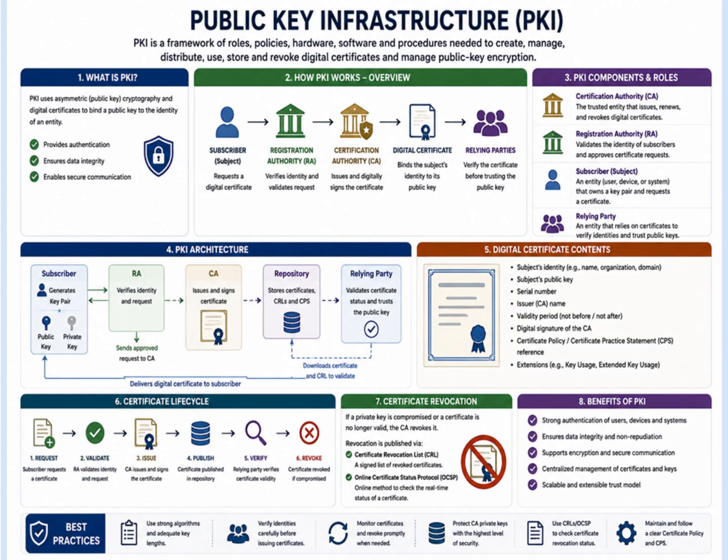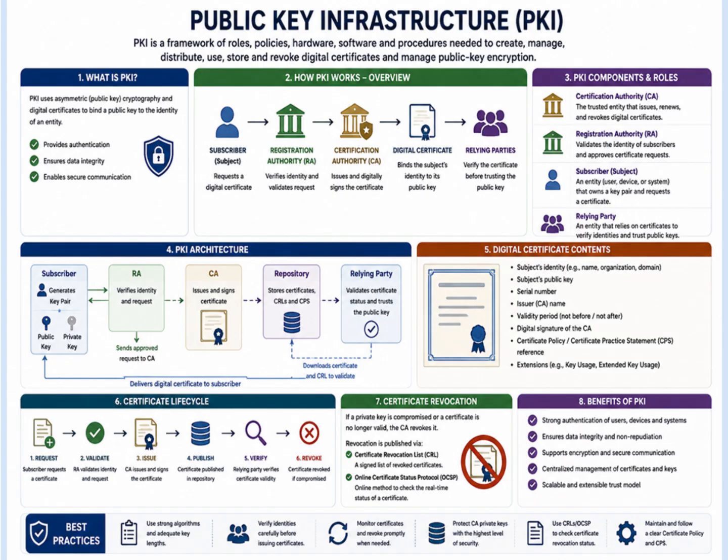Digital certificates contain several important pieces of information. These include the identity of the subject, the subject's public key, the issuing certification authority, certificate serial numbers, validity periods, digital signatures, and certificate policies. The slide also explains the certificate lifecycle. Certificates are requested, validated, issued, published, verified, and eventually revoked when they expire or become compromised.